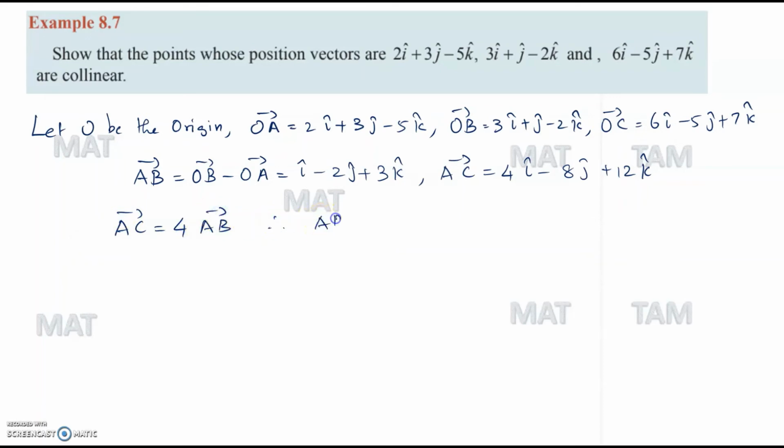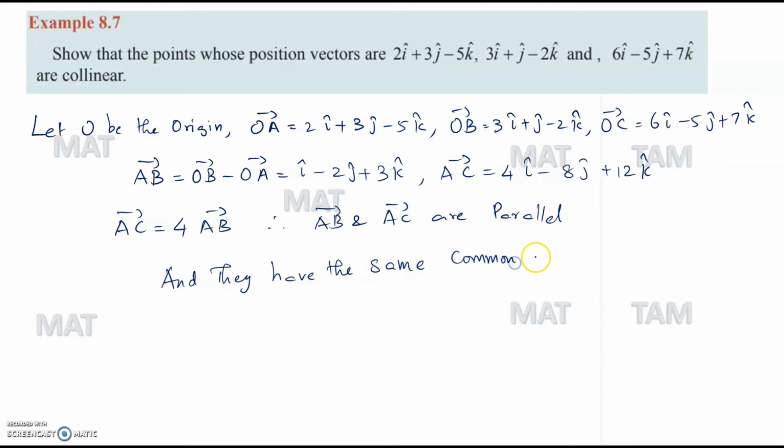Therefore, AB vector and AC vector are parallel and they have the same common point A. Therefore, the 3 points are collinear.